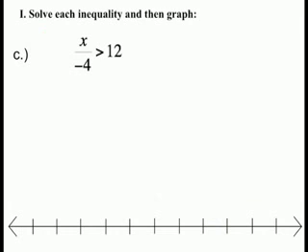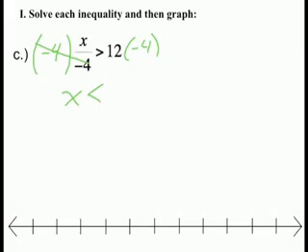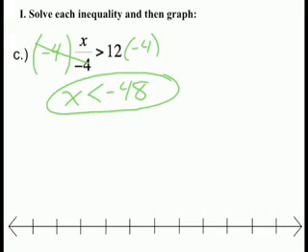Now we have x divided by negative 4 is greater than 12. Because we're dividing by negative 4, we must undo that to isolate x, so we multiply both sides by negative 4. On the left side, the negative 4's cancel each other out. We're left with x. Now we must flip the inequality because we multiply by a negative. x is less than negative 48.